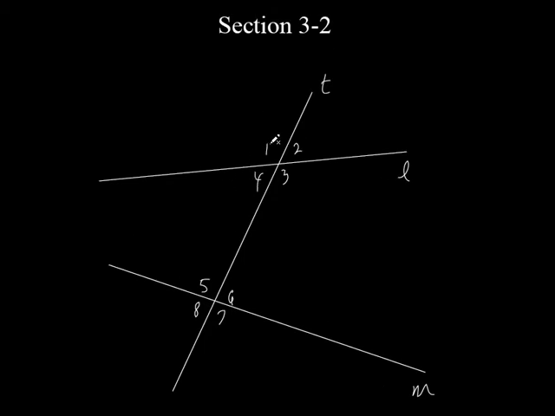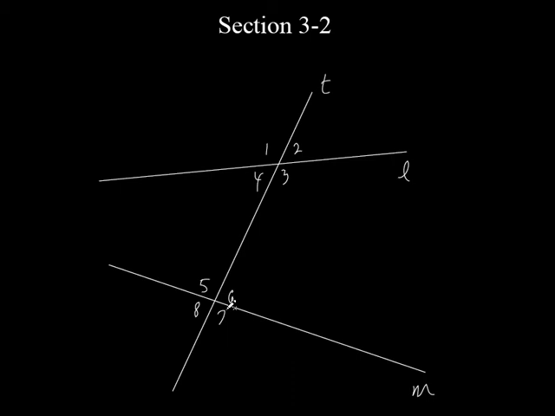So let's see, 1 and 5. Tell me what 1 and 5 are to each other. Corresponding angles, very good. What about 4 and 6? What are they? Good, alternate interior. What about 3 and 6? 3 and 6. Consecutive interior, right. They're both interior angles. They're consecutive interior. What about 2 and 8?